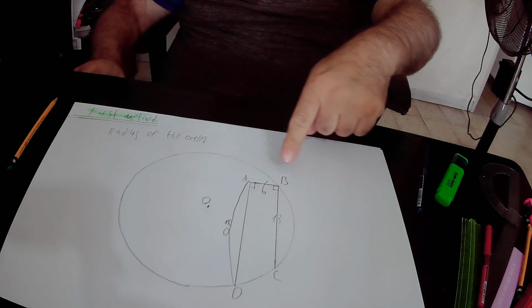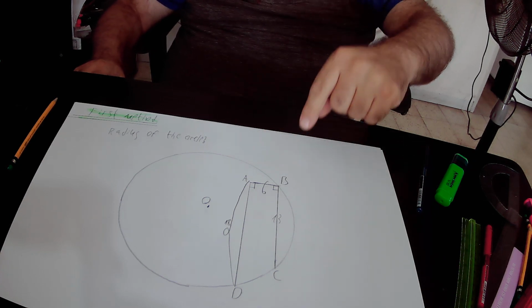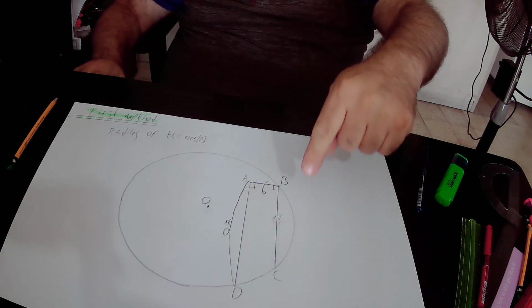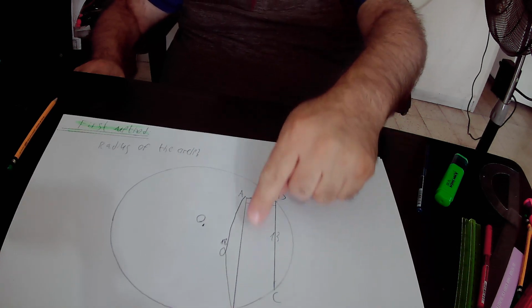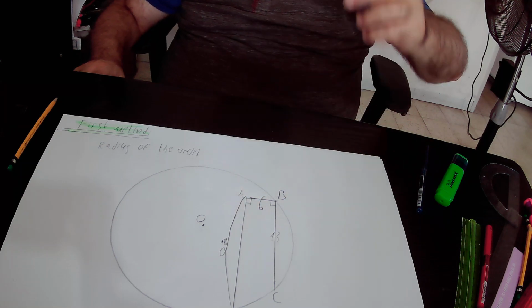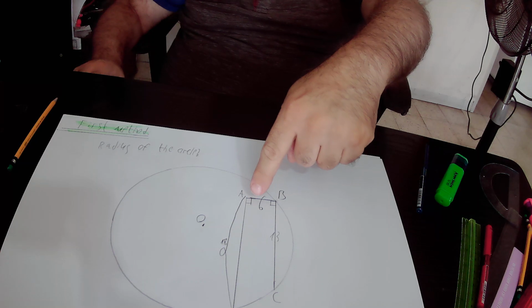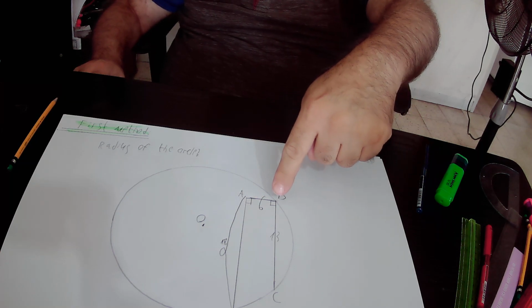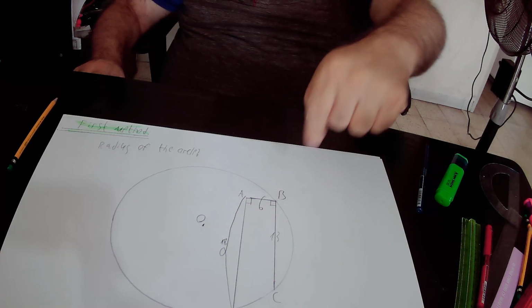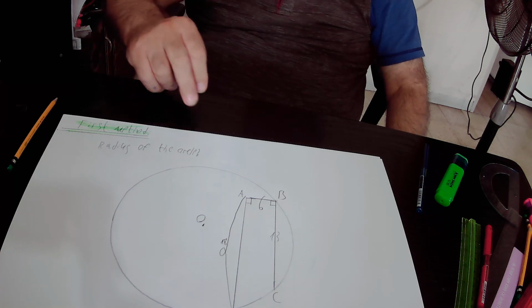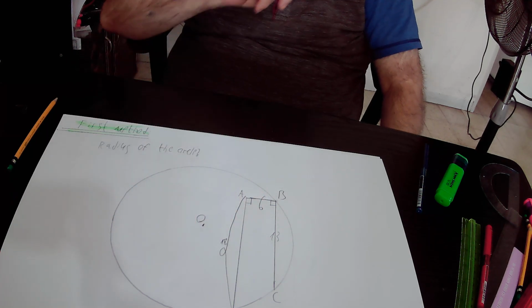Line segment AB equals 6 units. Line segment BC equals 13 units. Line segment AD equals 18 units in its length. Angle BAD equals 90 degrees. Angle ABC also equals 90 degrees. And our mission is to find out the radius of this circle.